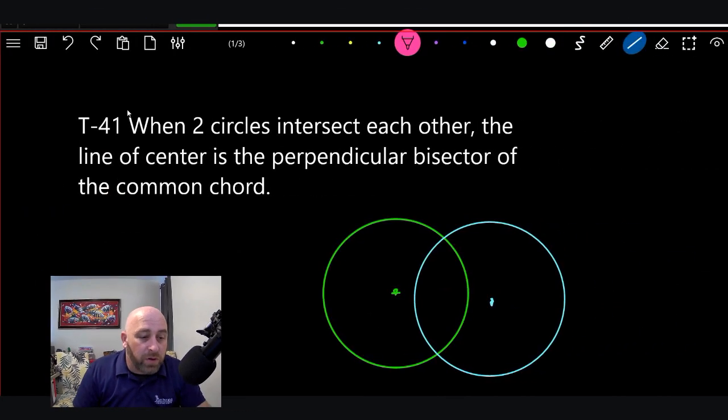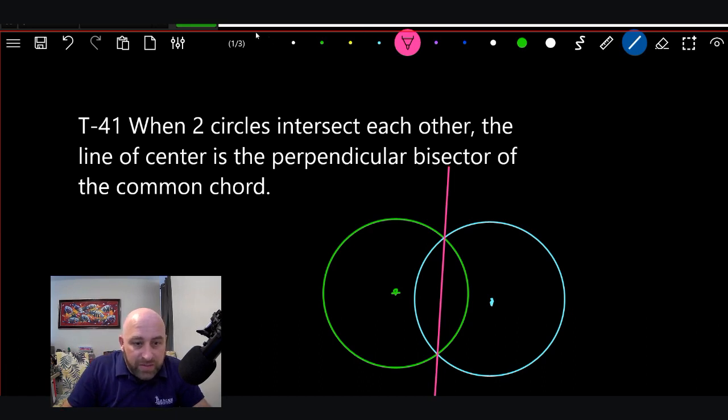Take a look down here at the screen. I've got theorem 41 written out for you. When two circles intersect each other, the line of center is the perpendicular bisector of the common chord. What does that mean? Well, I'm glad you asked. So if we put a common chord in here, that one's close. Let me try it one more time. That's a little better, okay? And so that's the common chord. It touches the circles where they touch each other at their points of intersection.